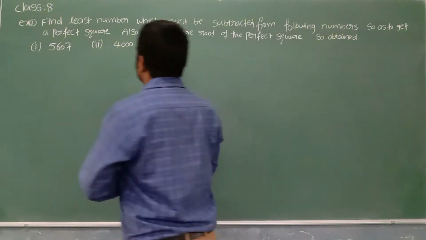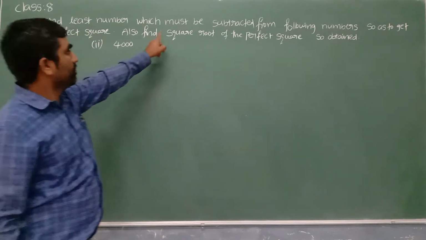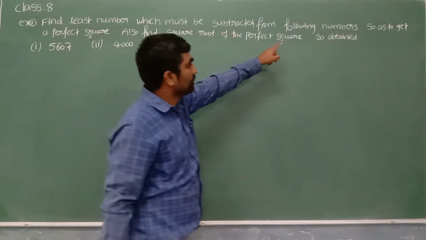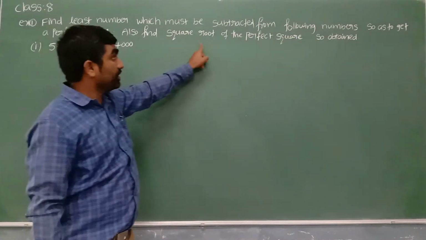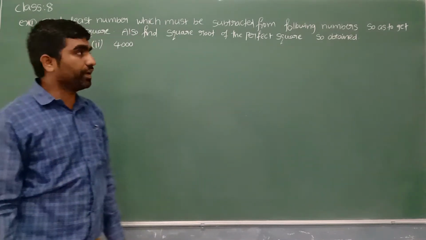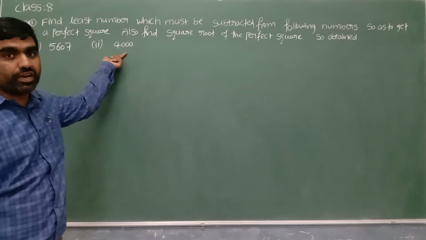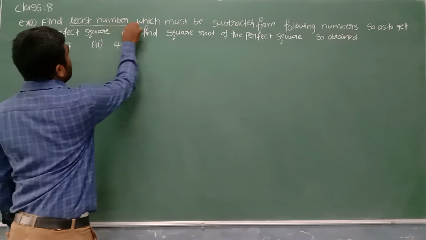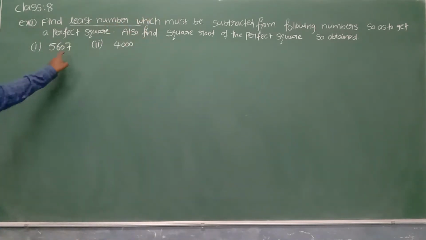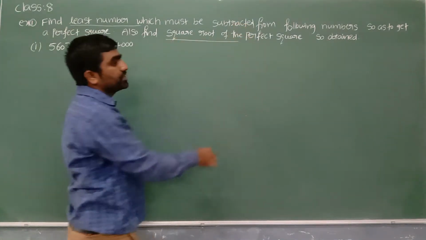And here we can see one example now. They are asking: find the least number which must be subtracted from the following numbers so as to get a perfect square. Also find the square root of the perfect squares obtained. So the meaning of this question is, the given numbers are actually not perfect squares. From this given number we have to subtract the least number. By subtracting the least number it will become a perfect square. After getting that perfect square we have to find the square root of that perfect square.